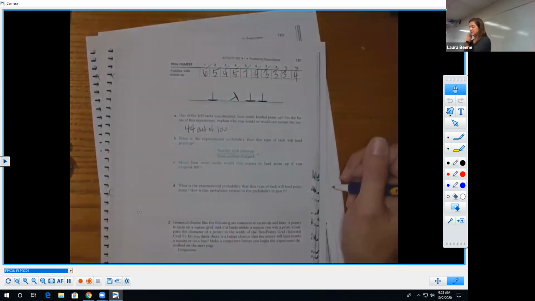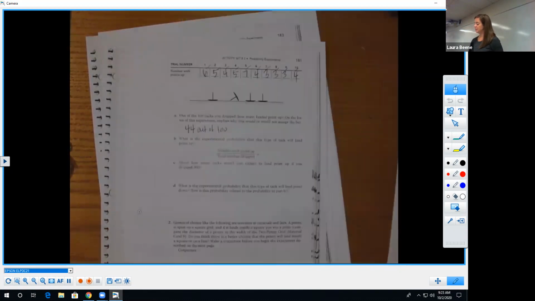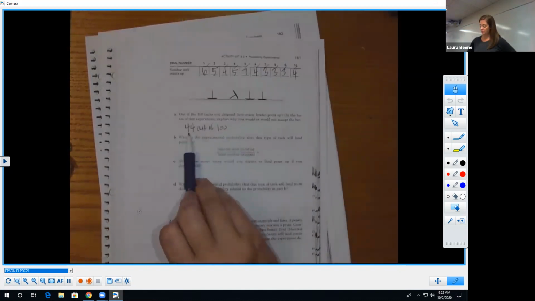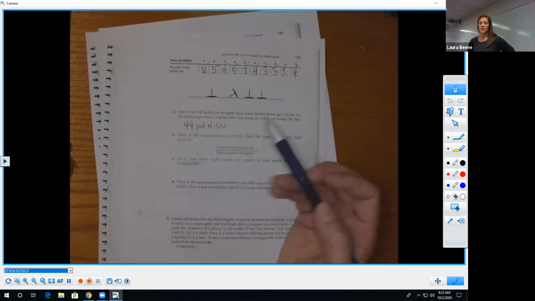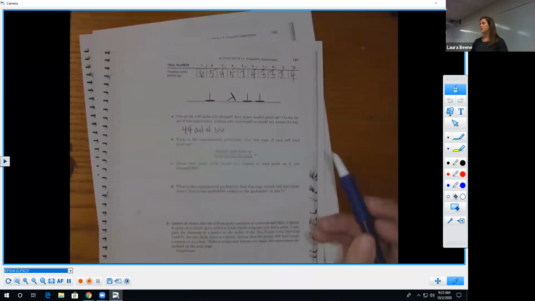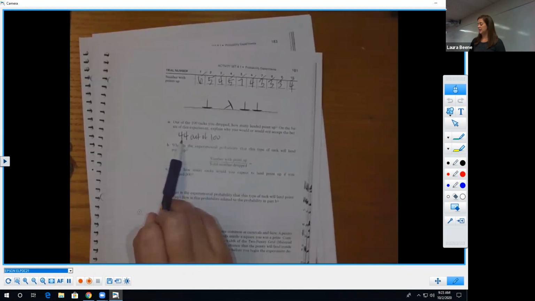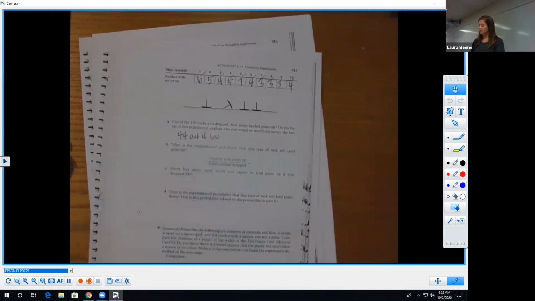Okay, on the basis of this experiment, explain why you would or would not accept the bet. So again, the bet was that the tack would land face up. So if I had 44 out of 100 that landed face up, would you accept that bet? Okay, so think about that for a second. Probably you would say, maybe, maybe not. 44 out of 100 is not quite a 50% chance, right?